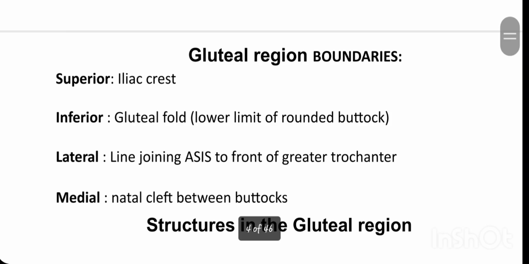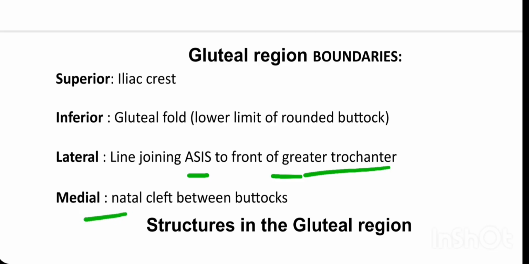Coming to the boundaries of it, superiorly we have the iliac crest, inferiorly we have the gluteal fold, and laterally we have the imaginary line joining the anterior superior iliac spine, ASIS, to the front of the greater trochanter of the femur bone. This trochanter is present in the femur bone. Medially we have the natal cleft. These are the boundaries of the gluteal region.